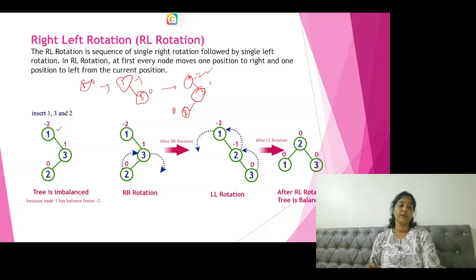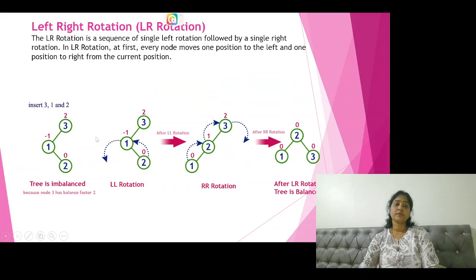Right, left. Whenever you insert on the right side and then the left side, it is violating the rule. So simply, you have to take one R rotation, then an L rotation. So what you will get: this 2 goes here, and this 1 will be on the left side. Okay, see. 2 will become the root node, with 1 on the left side and 3 on the right side. This is RL rotation. Okay. So now it is balanced.